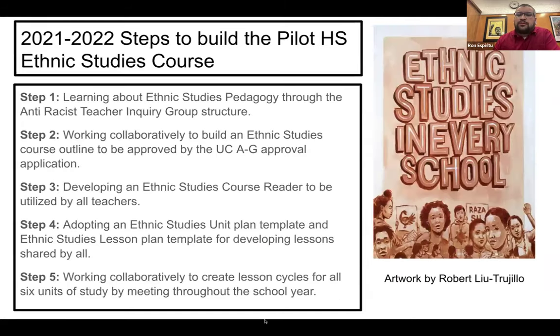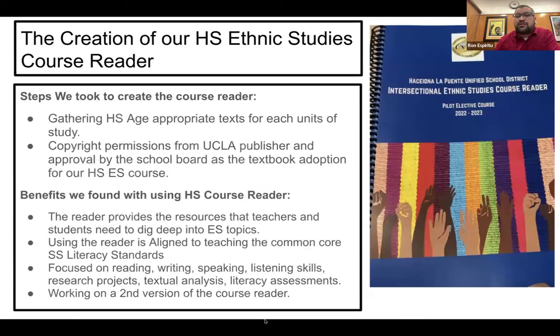I already talked about the multi-year way that we rolled out this program. We took steps first by engaging, this is for the high school social studies ethnic studies course. We did it learning together. We worked collaboratively to build a course outline. After that, we actually created a course reader that we use at the high school level. And then we started creating lesson plans and unit plans to teach our students.